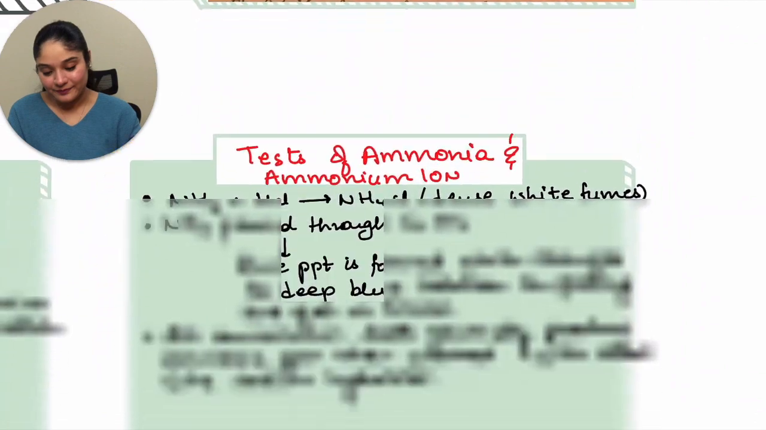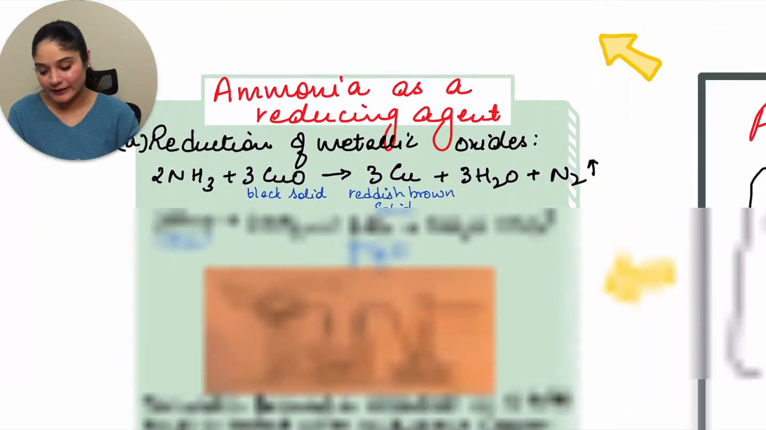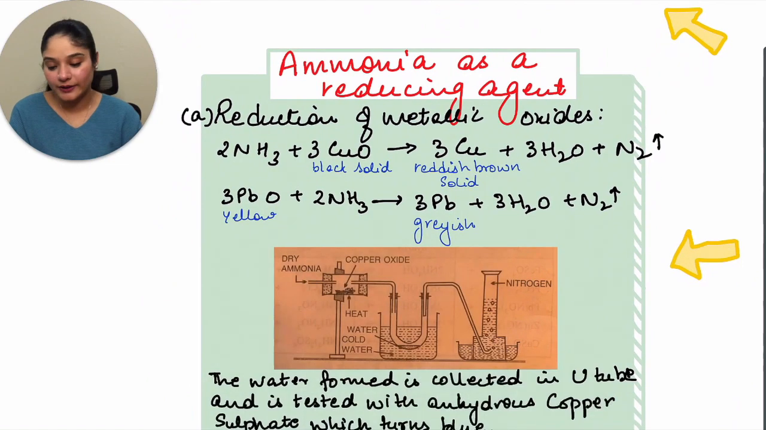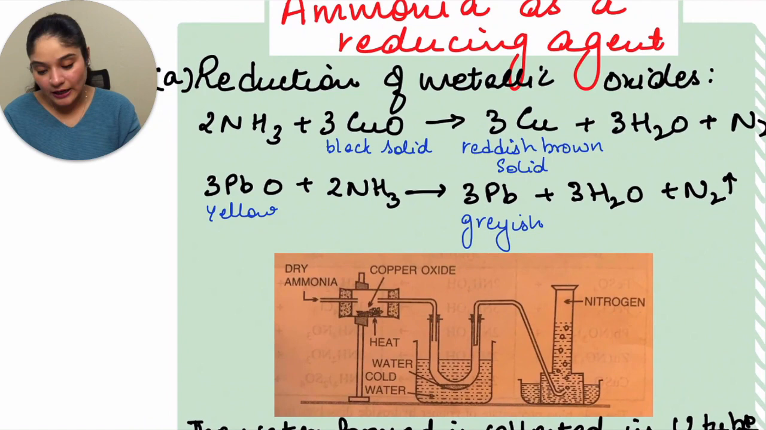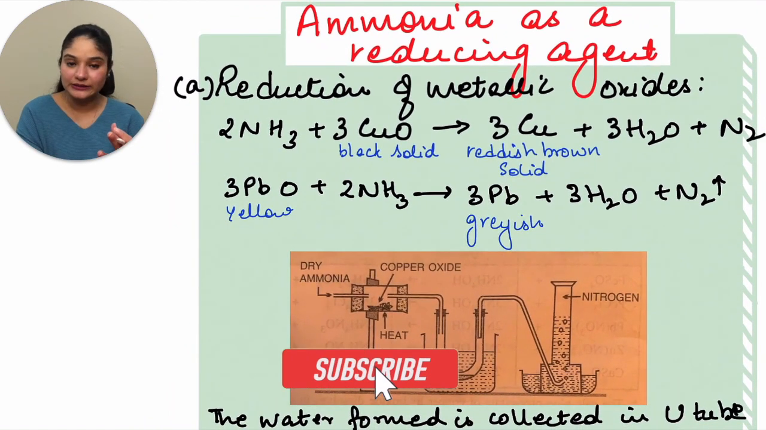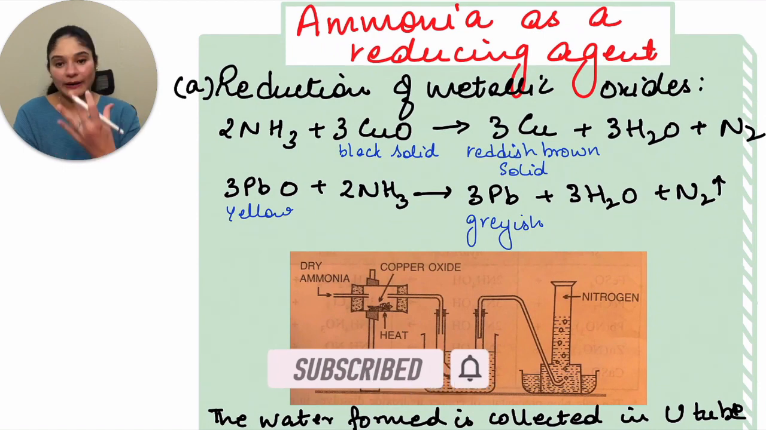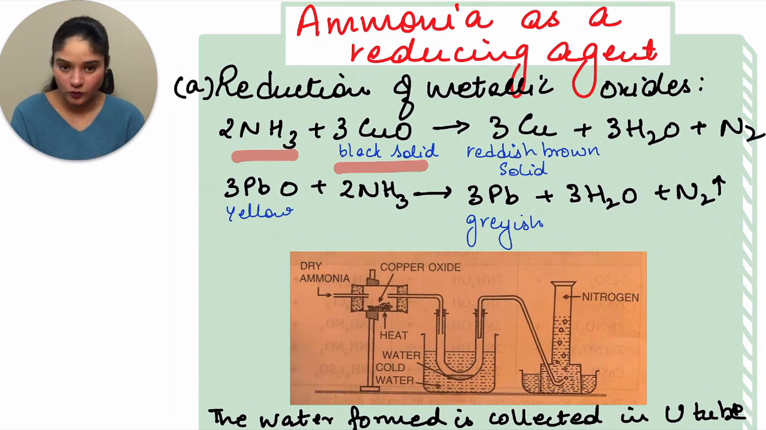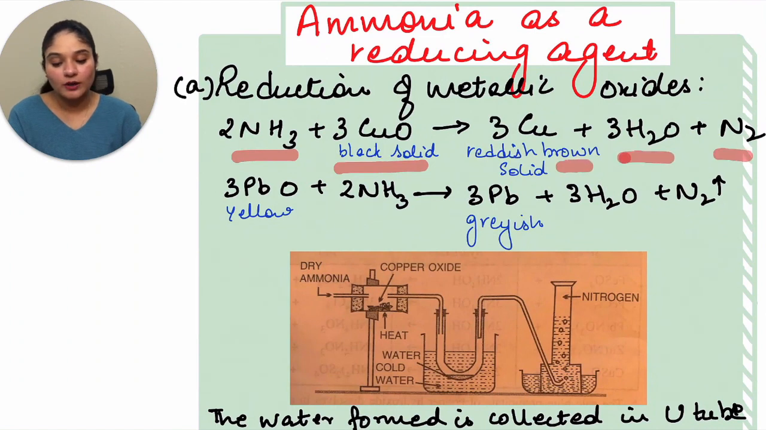Now, let's move ahead. That is ammonia as a reducing agent. So in this case, what is happening? Reduction of metallic oxides. If you have a metallic oxide, ammonia gas reduces it and you get metal, water, and along with that nitrogen gas. So let's look at that. You have ammonia reacting with red hot copper oxide, which is a black solid. You get reddish brown copper plus water plus nitrogen gas.